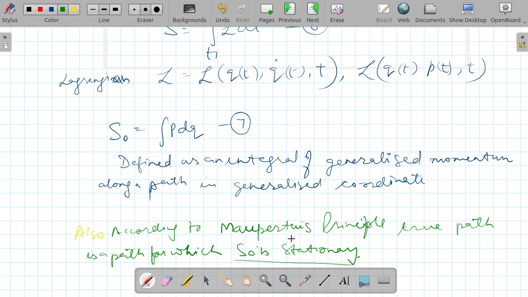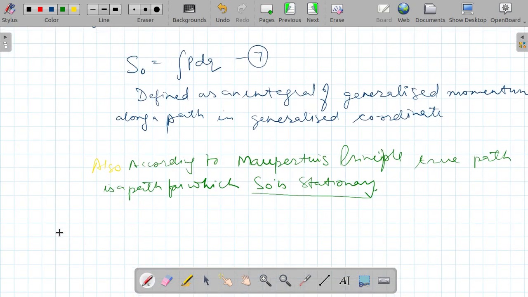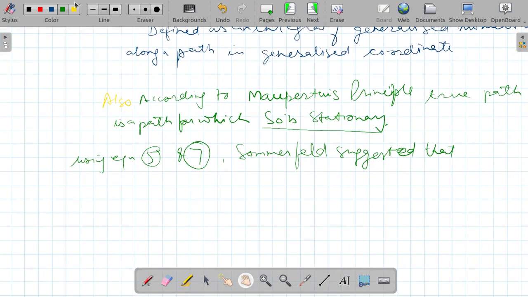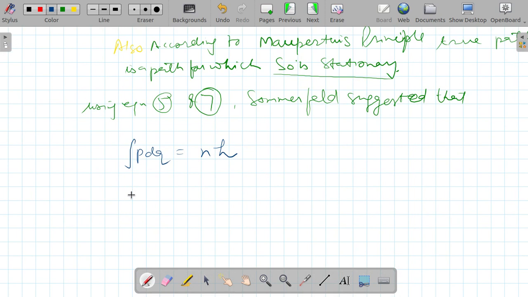So that means if we use equations 5 and 7, Sommerfeld suggested that the integral p dq must be equal to nh, or we may write it in a different manner: the integral from 0 to T of p dq by dt into dt is nh. Let me call it equation number 8.